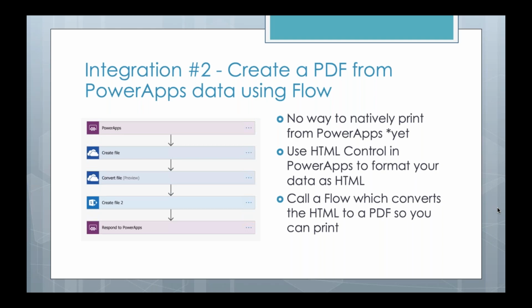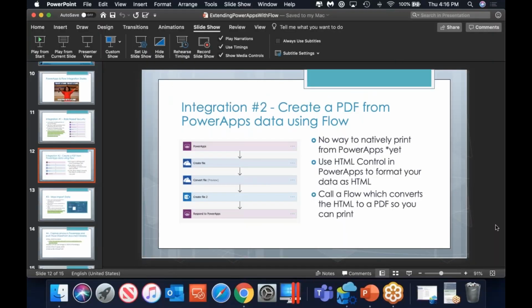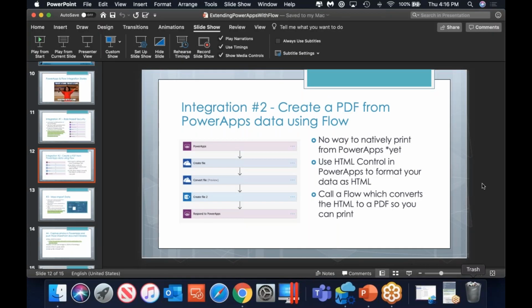But in the meantime, a workaround that you can do to print your PowerApps data is to use an HTML control in your PowerApps to format the data of your app as HTML, and then call a flow, which will convert that HTML to a PDF so that you can open that up and print it. So a little bit of a convoluted process, but it gets you a nice, clean, printable PDF of your PowerApps data. So let's walk through how to do this scenario here.